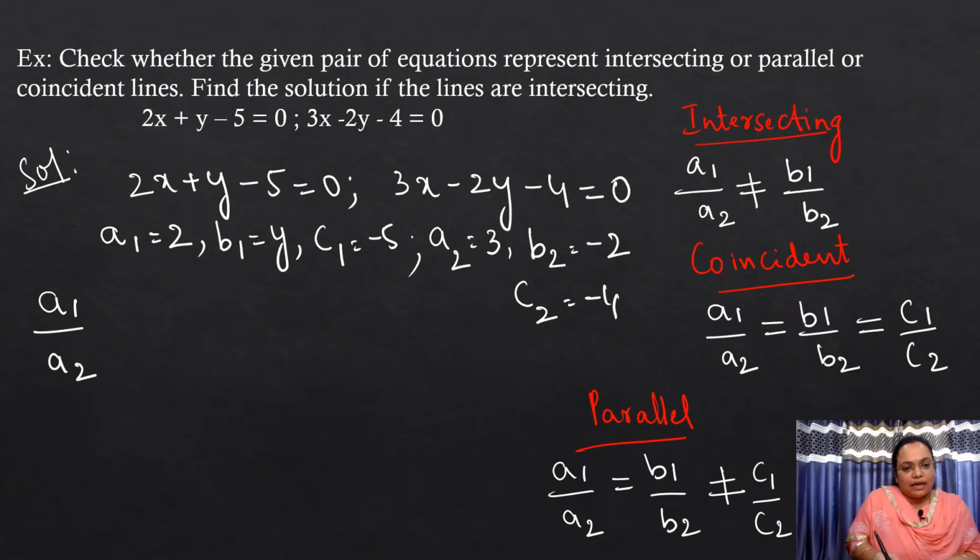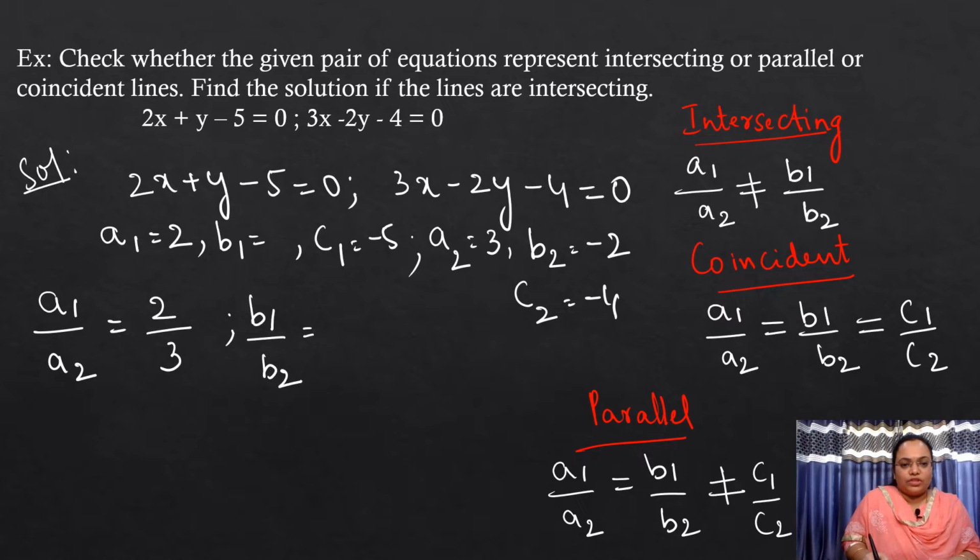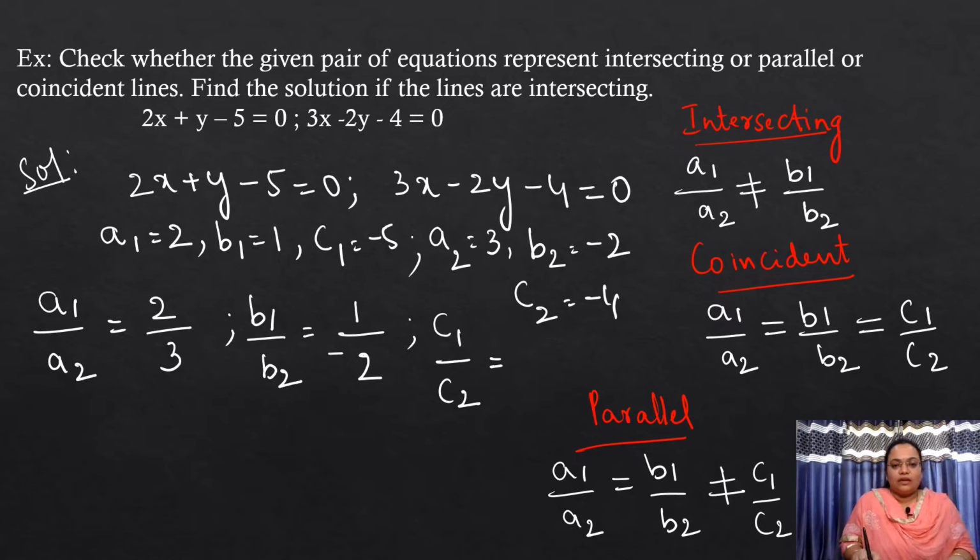Now we will see the ratios. A1 by A2 is equal to, what is A1? That is 2, and A2 is 3. It is 2 by 3. B1 by B2: B1 is 1, and B2 is minus 2. We will see for C1 by C2. What is C1? C1 is minus 5, and C2 is minus 4.